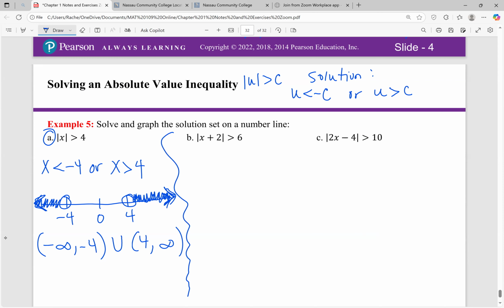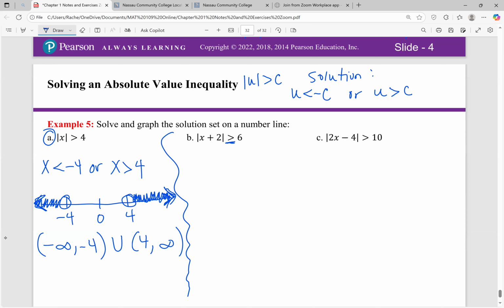So let's solve B, and you know what? Let's make it a greater than or equal to. Put the little equal to underneath. So the absolute value of x plus 2 is greater than or equal to 6. So we're going to do the same thing that we did in A, except now u is going to be x plus 2.